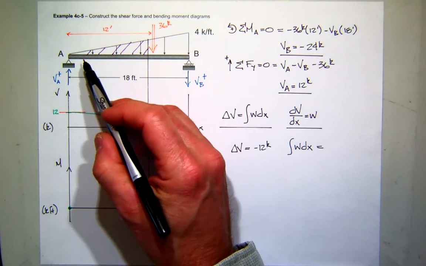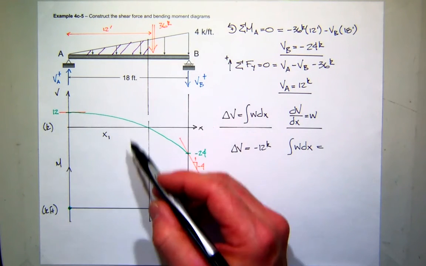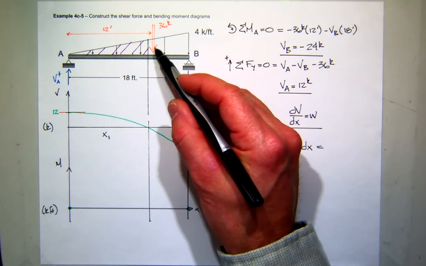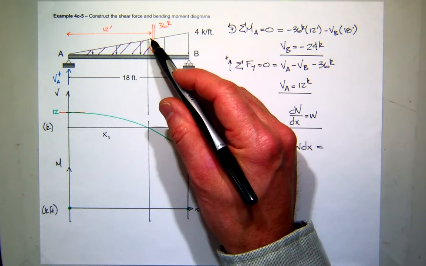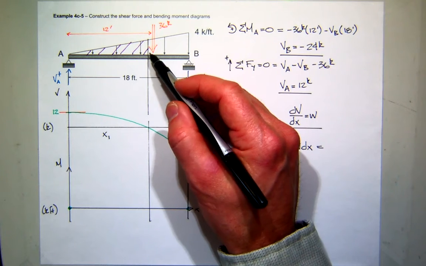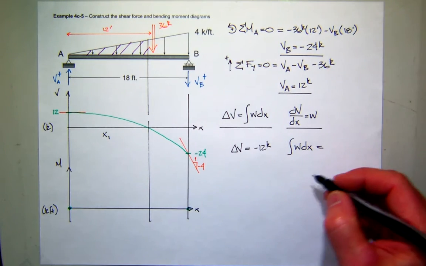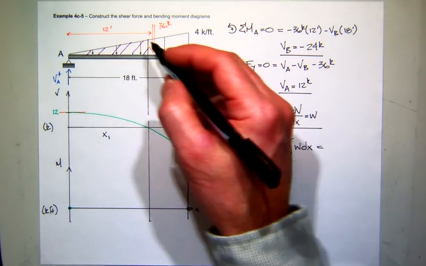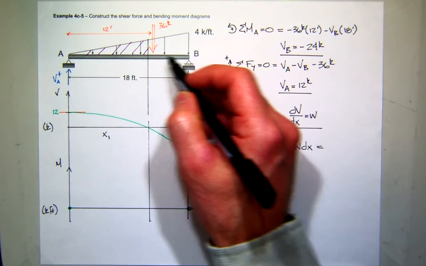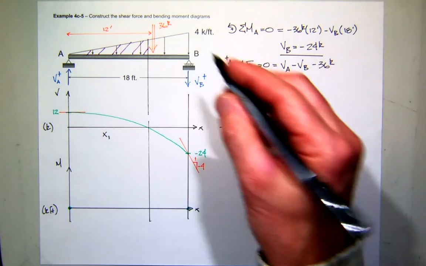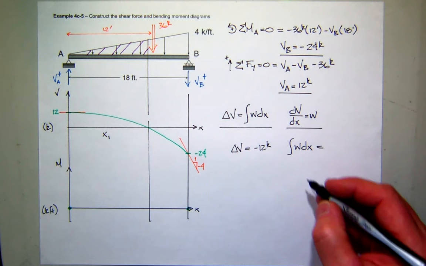Well, what's the area of this? This is 1/2 base, which is x1, times height. What's the height here at an arbitrary distance x1? x1 times 36. Yeah, so or times 4. What's the slope of this line? Rise over run, right? So let me see if I can write that here.